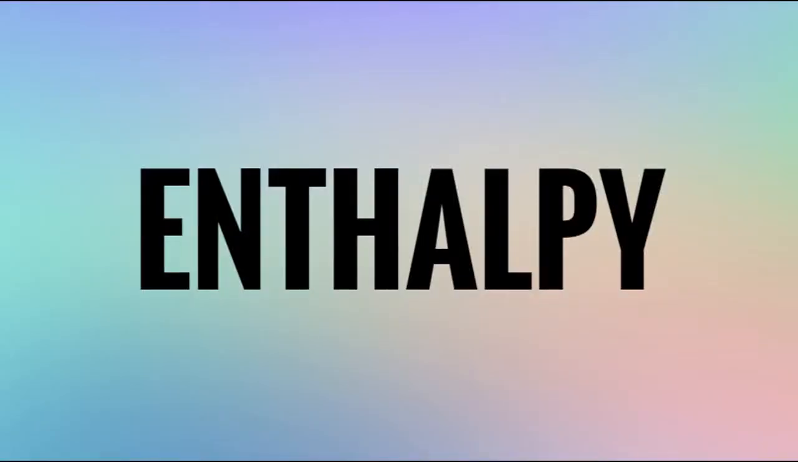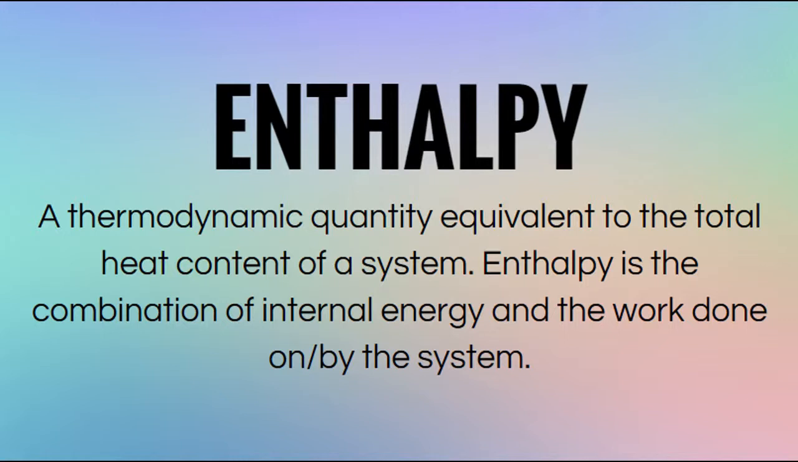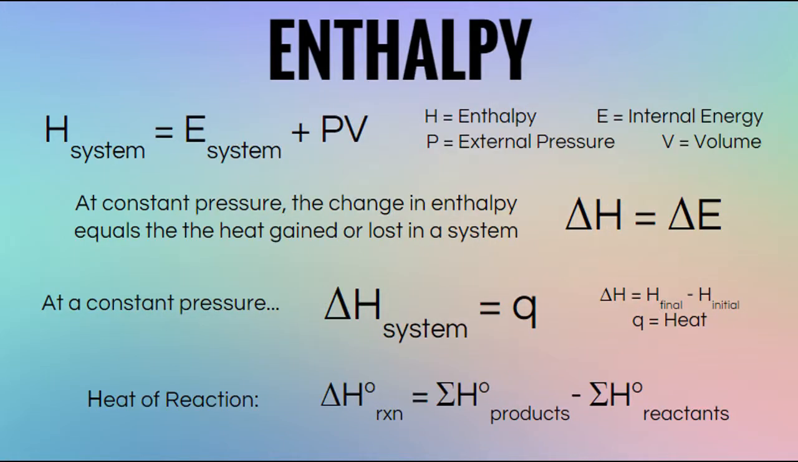What is enthalpy? Enthalpy is a combination of internal energy and the work done on or by the system. Enthalpy is equal to internal energy plus the product of pressure and volume. At a constant pressure, the change in enthalpy equals the heat gained or lost in a system, so delta H is equal to delta E. When the system changes at a constant pressure, delta H can also be written as Q.